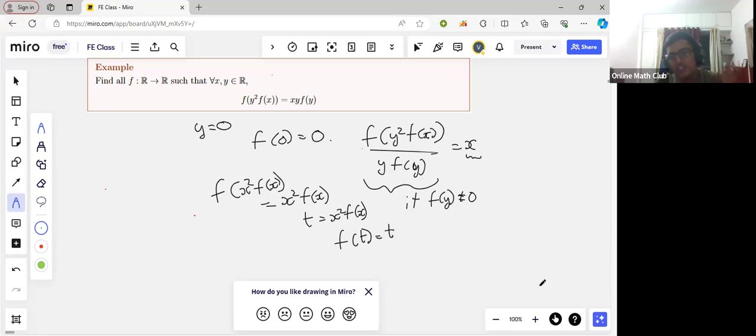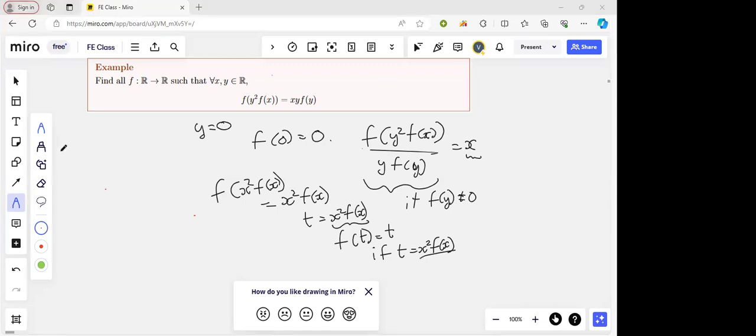But the problem over here is that t may not take all values. This will just show that this is true if t is equal to x squared f of t. So this won't work in general, this will just give you a special case of such numbers. And you can't say that this will work in general as well. Oh, okay.